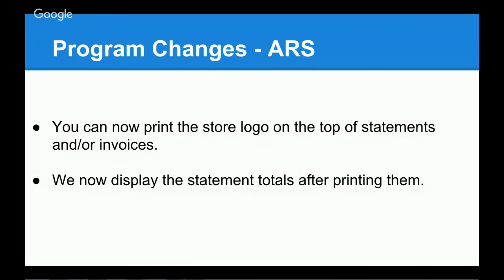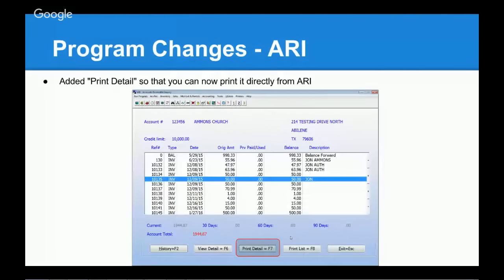Also, I don't have a screenshot of this in the AR screen, but if you're in ARI now, we actually have given you an option that you can actually email invoices. So if you had somebody call up and say, do you have an invoice for this? You can actually just pull it up in ARI, click on the invoice that they're wanting and click email, and you can type in their email and you can actually send them an emailed invoice.